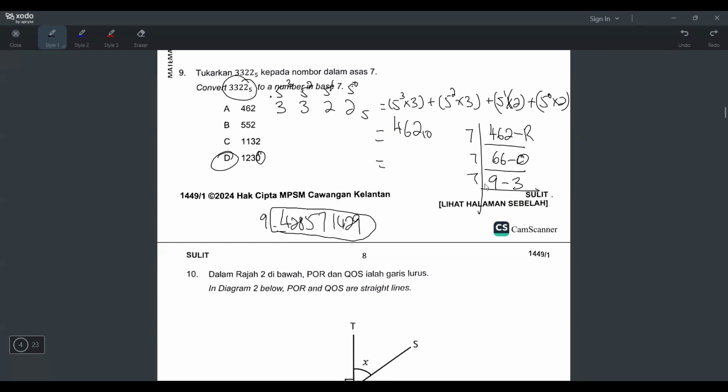And divide by 7 again. This one you can do yourself. 7 times 1 is 7, and then 9 minus 7, remainder is 2. And then 7 times 0 is 0, remainder is 1. So the answer is 1230. So the answer is D. Okay, so hope you understand.